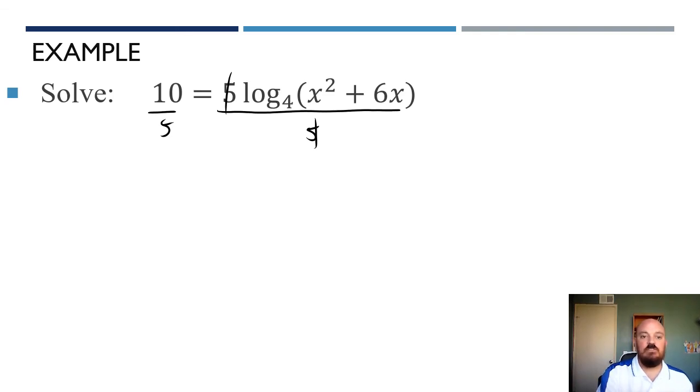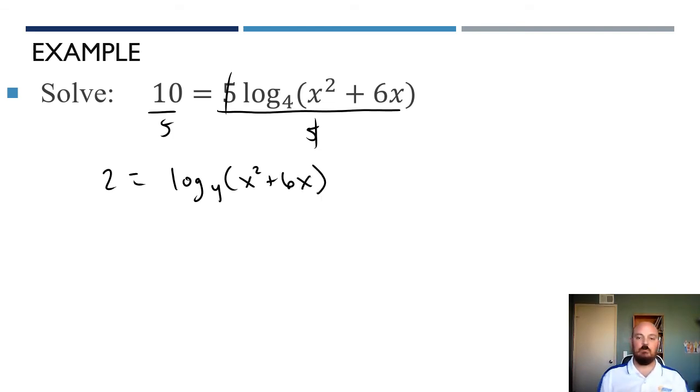So 10 divided by 5 is 2. And now we have the log base 4 of x squared plus 6x. So I isolate it. And now we want to switch it to an exponential. So remember, there's two ways to do it. I personally like using inverses. So if I want to cancel out a log base 4, I'm going to use an exponential base 4.